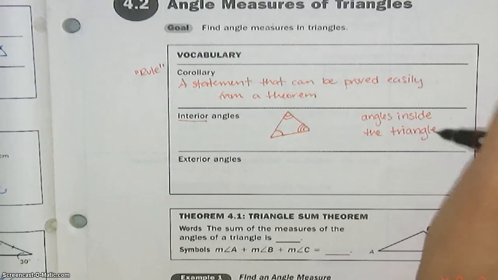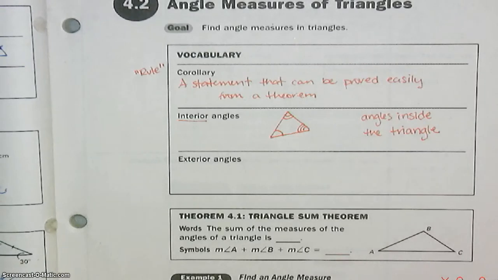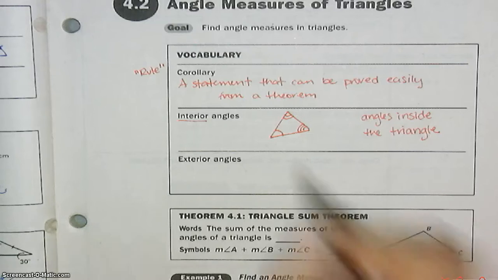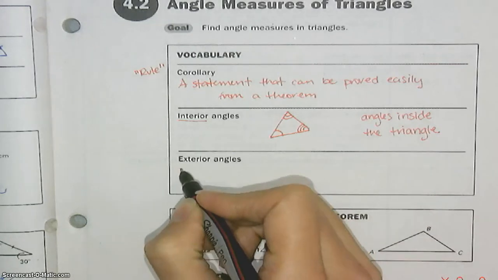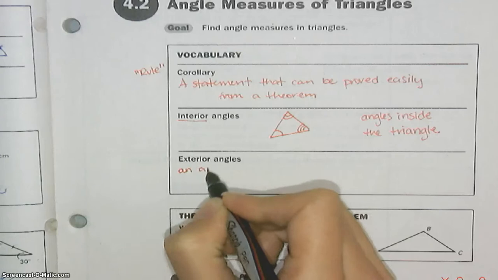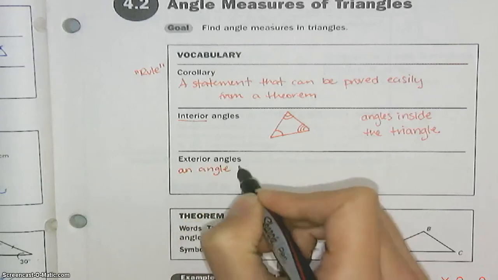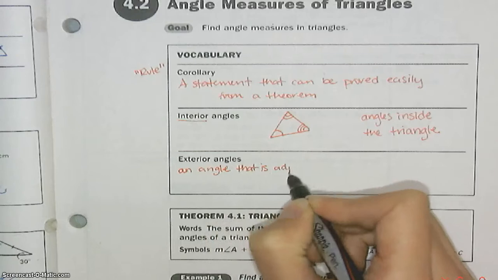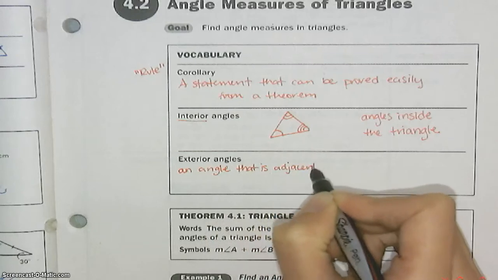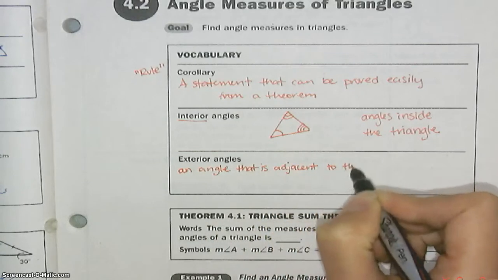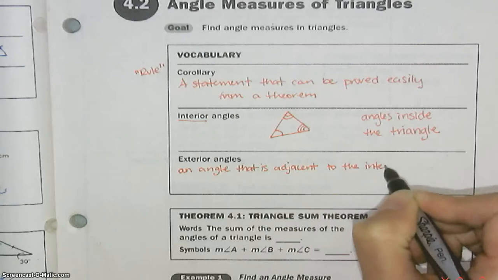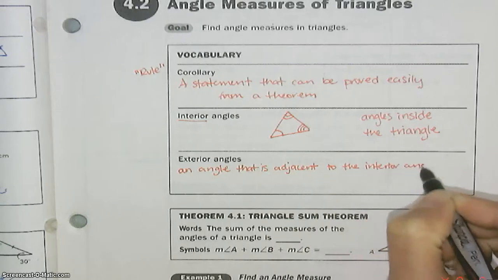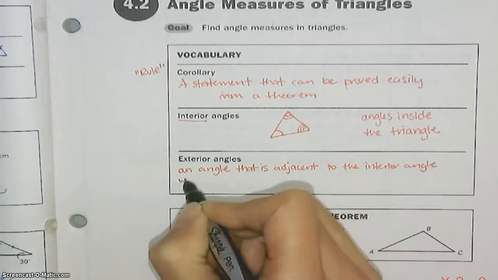So then an exterior seems like, oh, well, those are angles outside the triangle. And that would be correct. The formal definition is an angle that is adjacent to the interior angle when the side is extended.